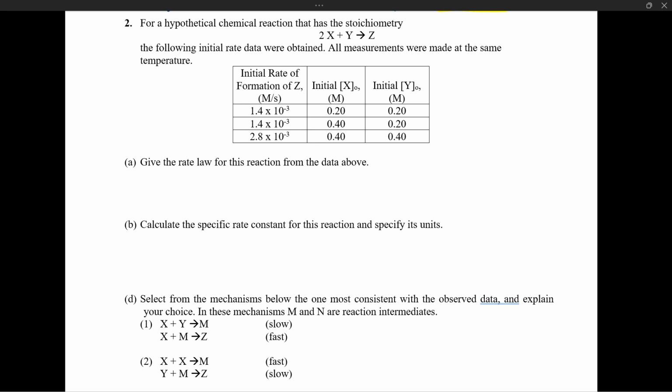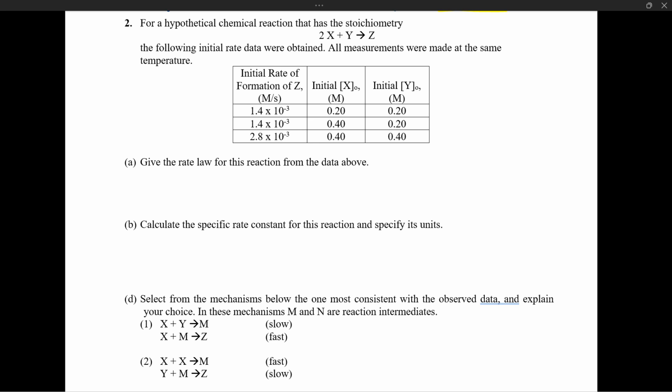Welcome. In this video, we're going to take a look at a problem that combines two types of concepts. One is figuring out the rate law based on some experimental data like we see right here. And then we're going to look at matching that rate law with a reaction mechanism.